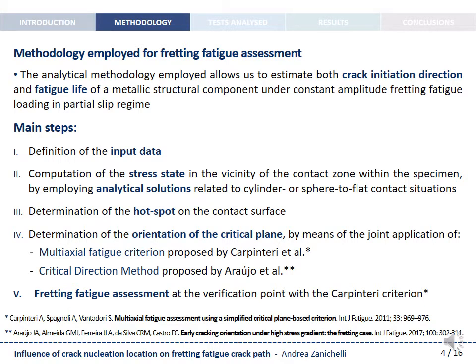An analytical methodology recently proposed by the present authors is here employed to perform the fretting fatigue assessment of metallic structural components. In particular, such a methodology allows to evaluate both the crack initiation direction and the fatigue life of metallic structures under fretting fatigue elastic partial slip loading conditions in high cycle fatigue. The main steps of the proposed methodology are here summarized.